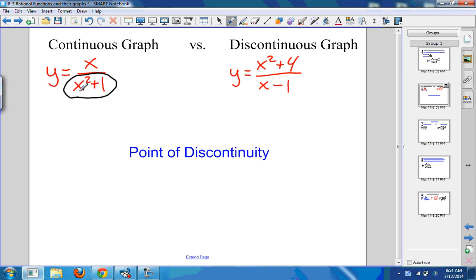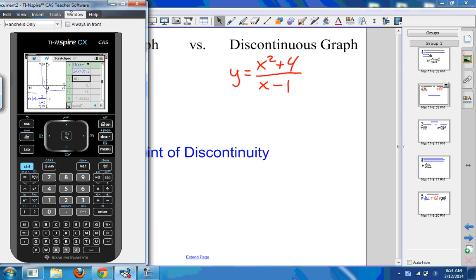So is there any value I could put into x there to get it to equal 0? We have a plus 1 here, so that means we need a negative 1 out of here. And we're never going to get a negative 1 out of here because this value is squared, so it's always going to be positive. So there's not going to be any vertical asymptotes here, which is kind of why it's going to be a continuous graph.